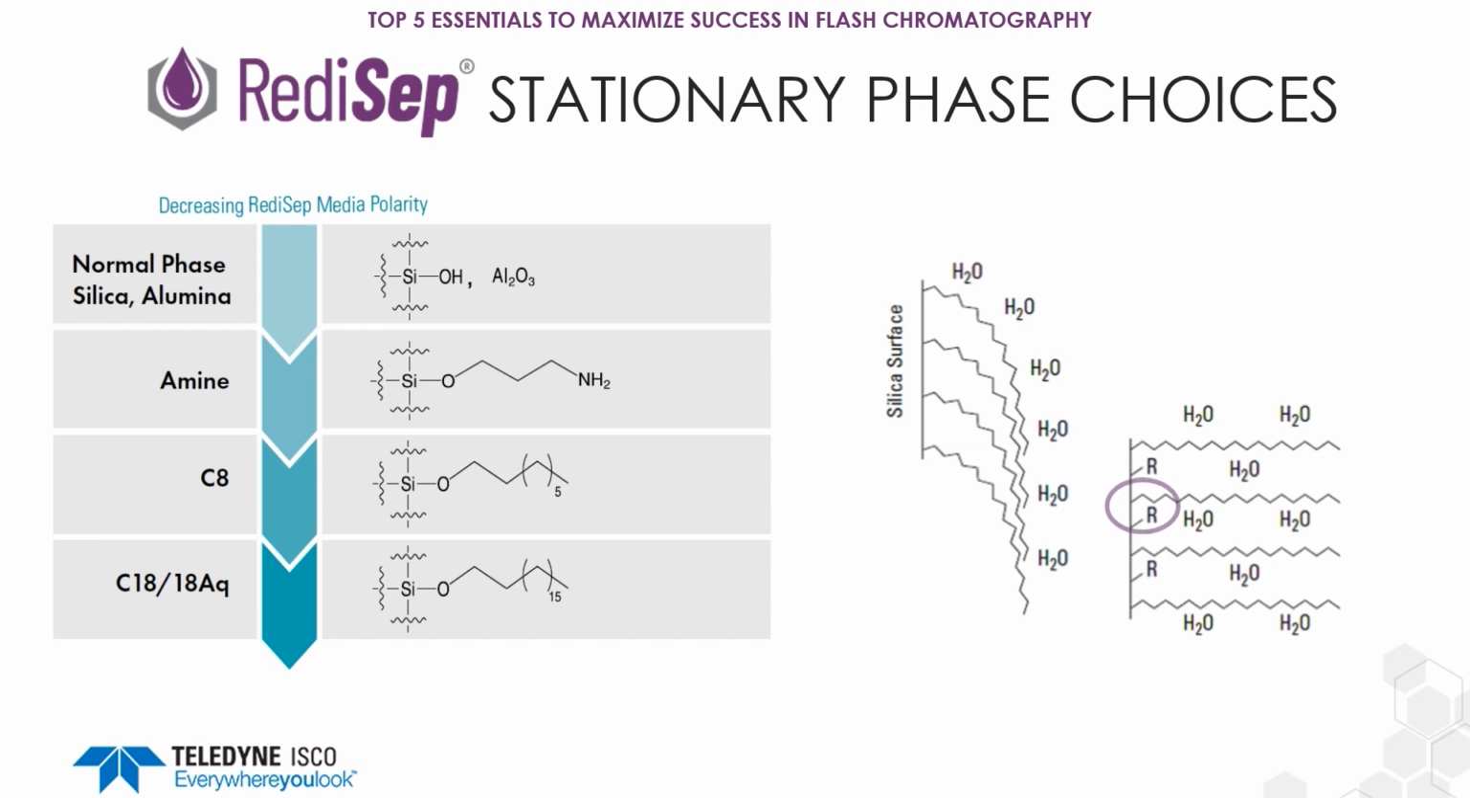C18AQ has these R groups in between the large carbon chains, and these are hydrophilic, meaning they love water. So they're able to interact with the water, and this is able to keep those C18, those large carbon chains, extended within the column, so they're still able to interact with that compound of interest.